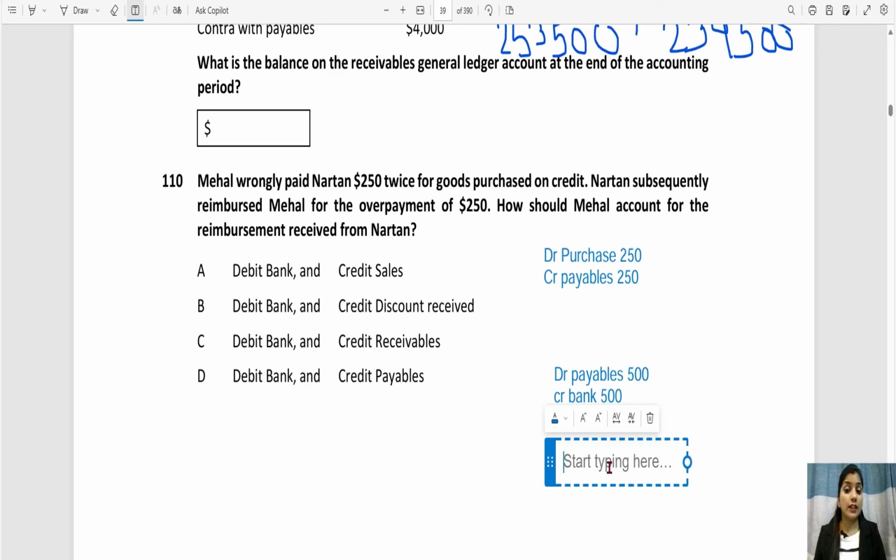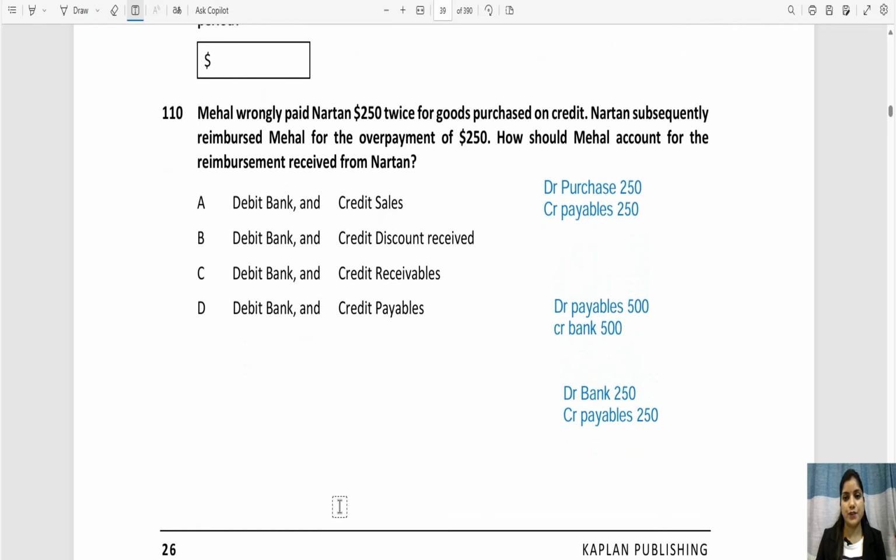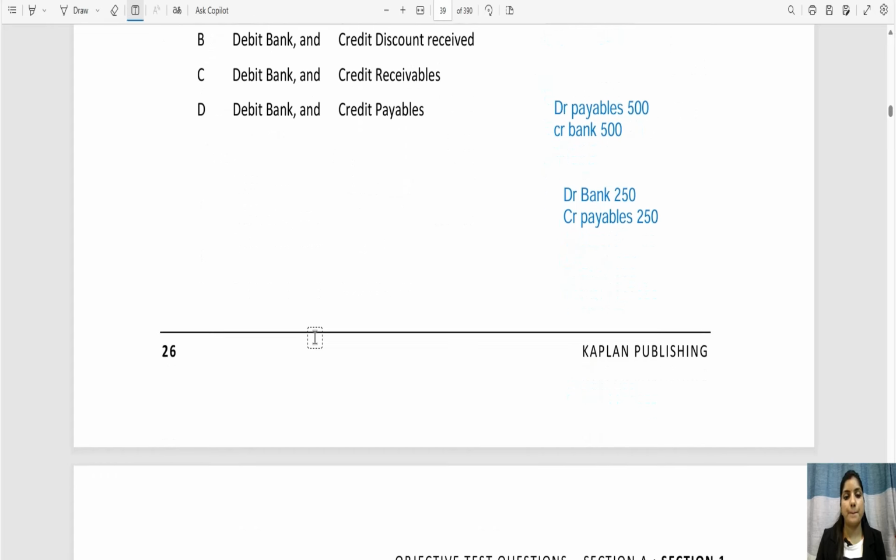So now we need to correct that first, and the supplier has refunded that amount. So our bank account will be debited by 250, and the credit will be payables, because we have debited by 500. So 250 needs to be reduced. So this will be the correct entry: debit bank, credit payables. Okay, so this is for question number 110.